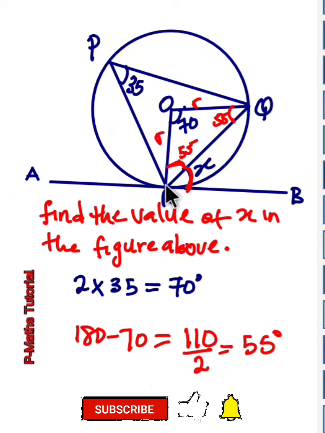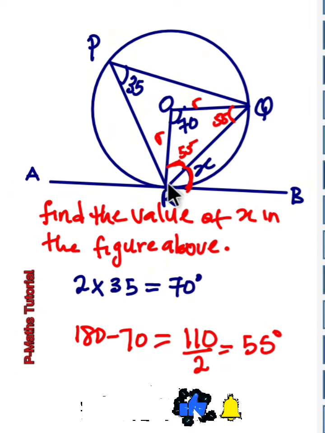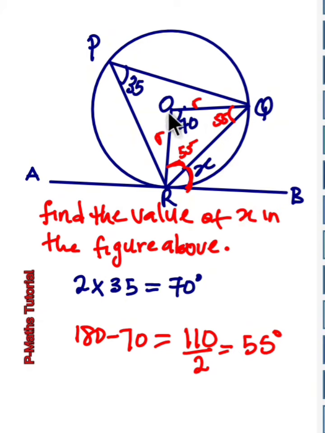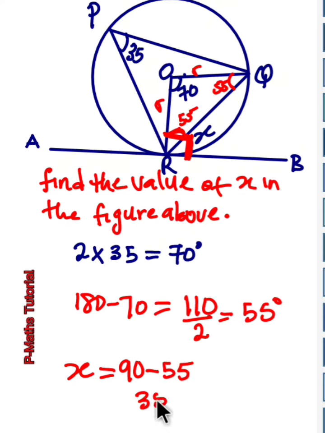How? Look at this radius forming a perpendicular with this tangent. And whenever you have a radius forming a perpendicular to a tangent, the sum of angles there is 90 degrees. So here is 90 degrees. Now that here is 55 and here is x, I can comfortably say x is equal to 90 minus 55, okay? And this will give us 35.